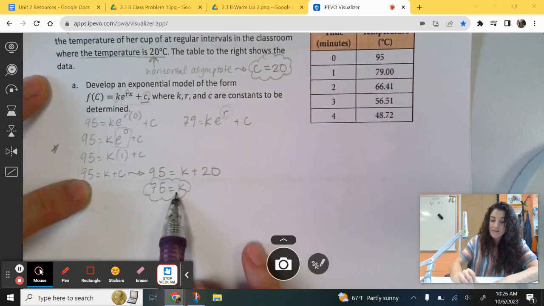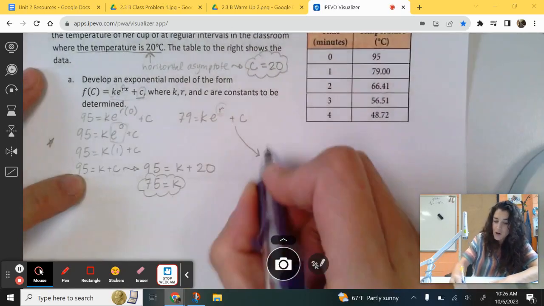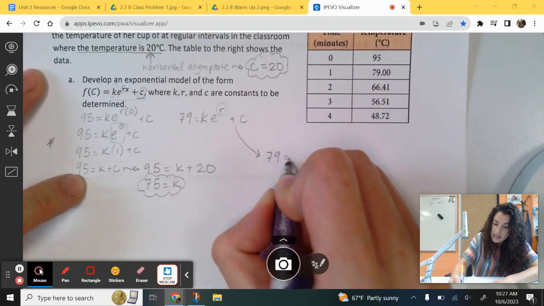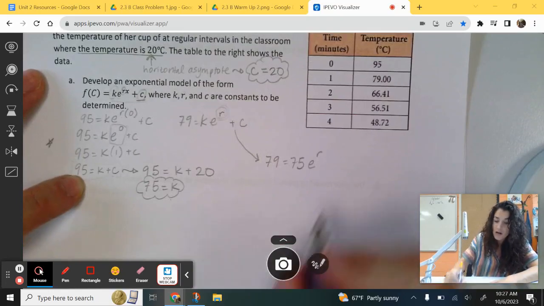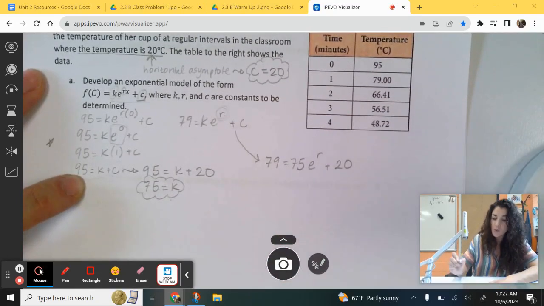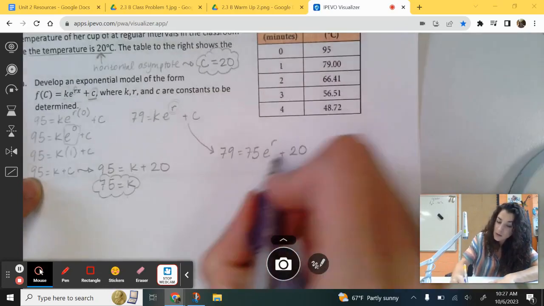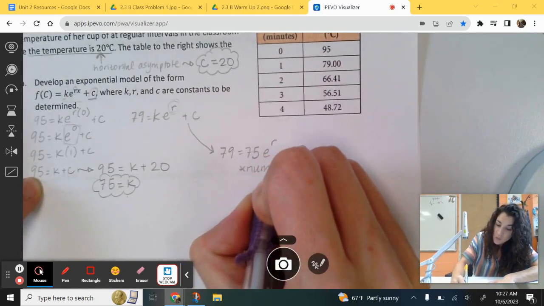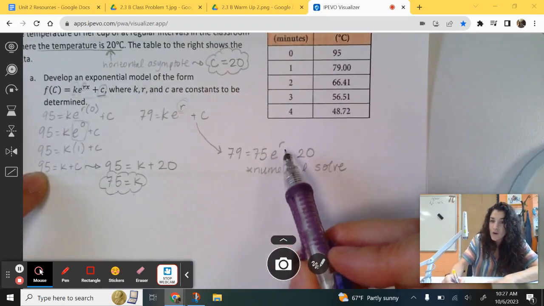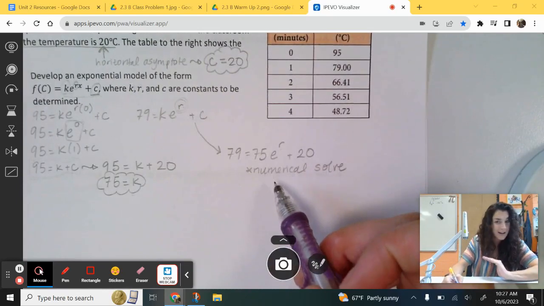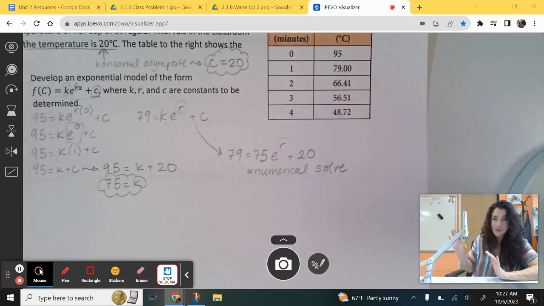Now that I have C and I have K, maybe I can take this and put it over here and see if I can solve, right? So I've got 79 equals 75 times e to the, I still don't know what R is, but I do have plus 20. At this point, I can plug this into numerical solve. The reason I can plug this into numerical solve is that I only have one variable, right? E is just a number. So if I have just one variable left in the equation, I can do numerical solve.